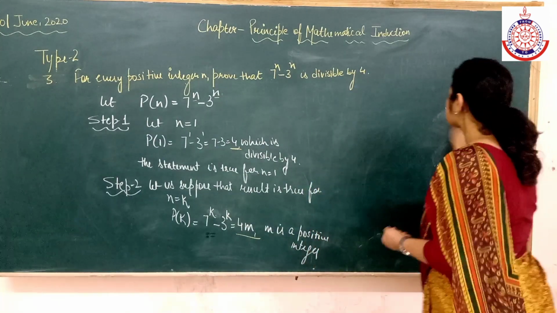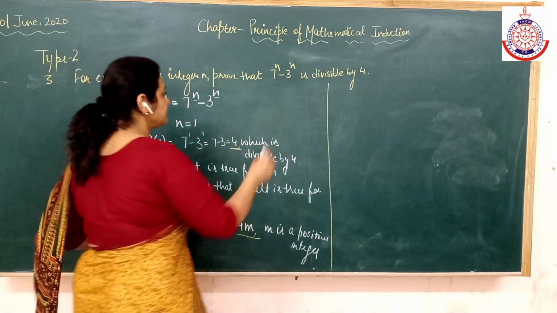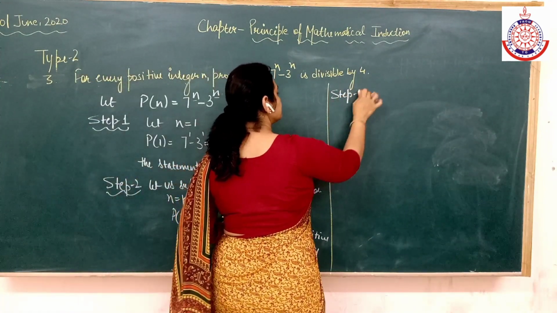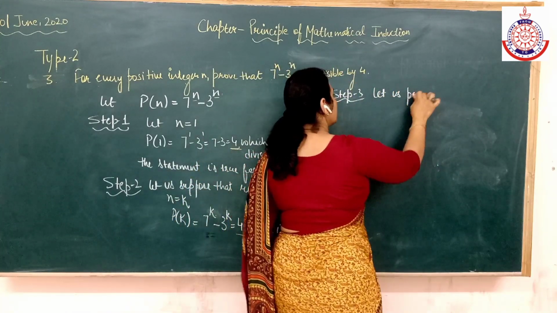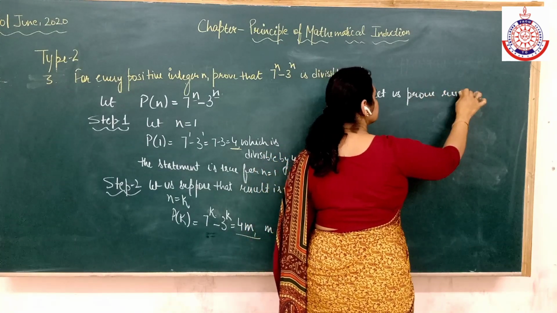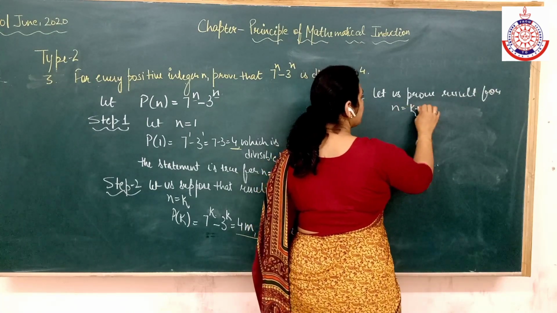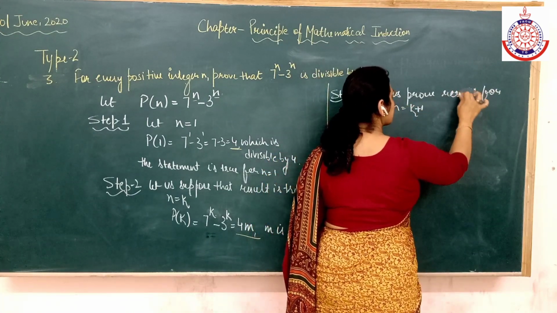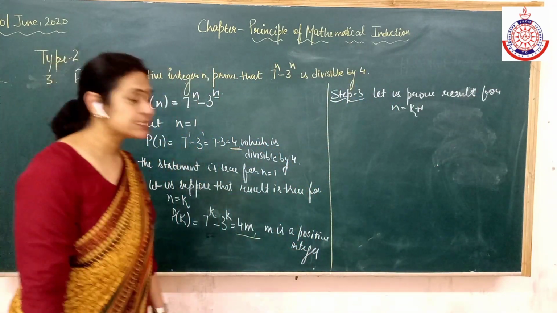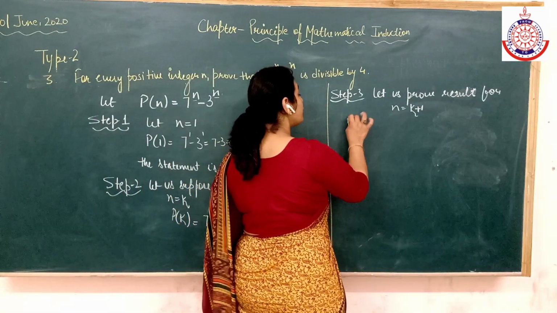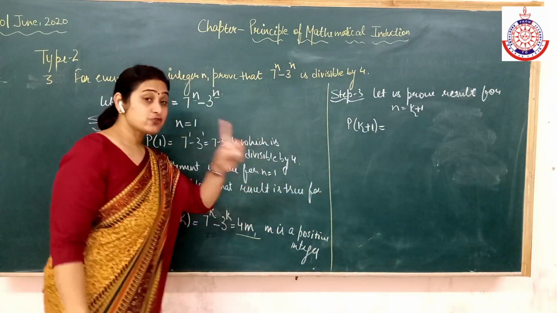The next step is, what do we do in the next step? Step 3. Let us prove the result for n is equals to k plus 1. Alright. Clear? That means I need to prove that. This is what I have to prove. This I am assuming, this I have to prove.